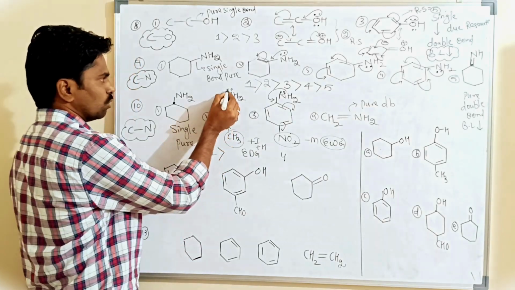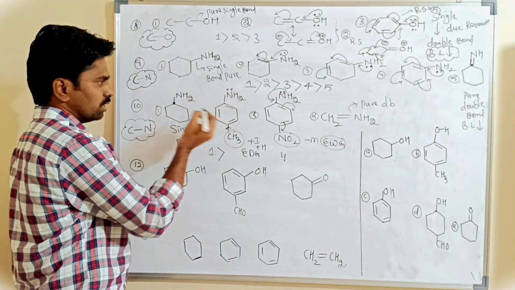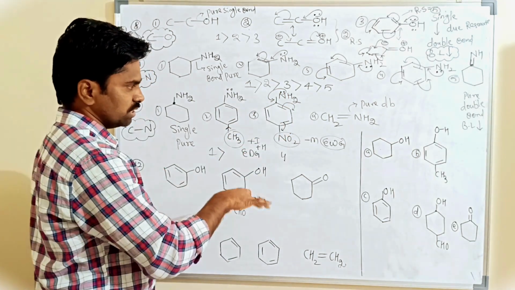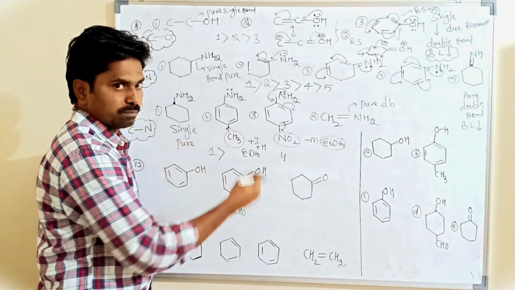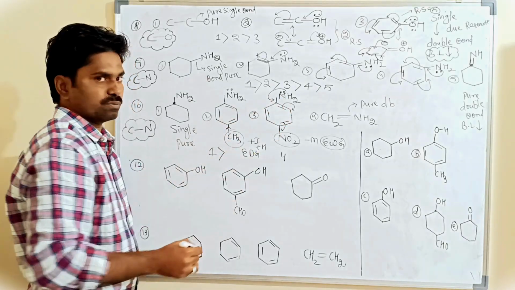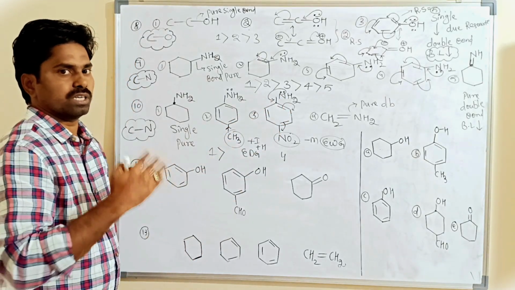So finally, here the lone pair of electrons does not easily come to the benzene side, but here the lone pair of electrons will come easily to the benzene side, due to the minus M group on the benzene ring. So that's why these lone pair of electrons form the partial double bond very quickly.